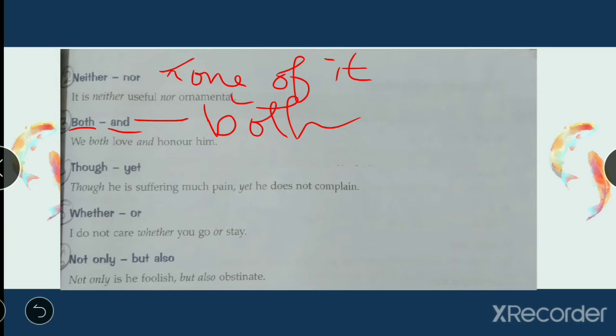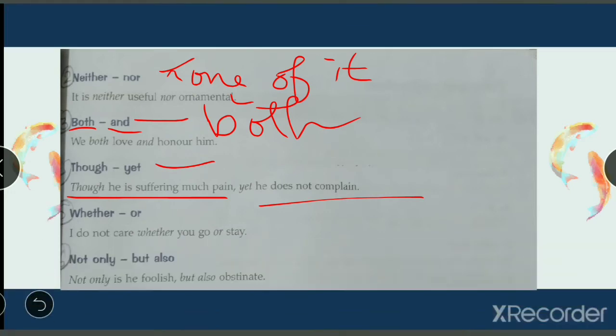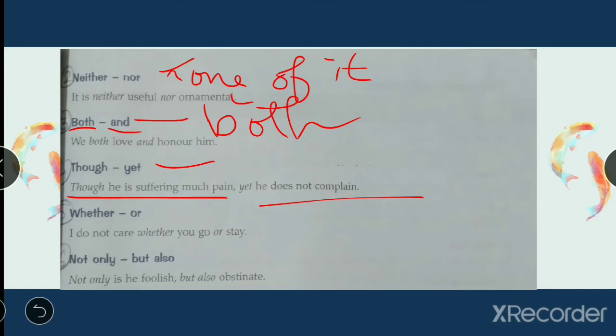Next, though, yet. Though he is suffering much pain, yet he does not complain. Though, in fifth standard you have studied conjunction yet, and we know that when we use yet in the sentence, after the first half of the sentence you have to put a comma and then yet will come and then the remaining sentence, right? So first we give the reason, right? So though he is suffering much pain, though means भले उसको पेन है लेकिन वो कंप्लेन नहीं कर रहा है. Clear? Though yet, these two go together as correlative conjunction.